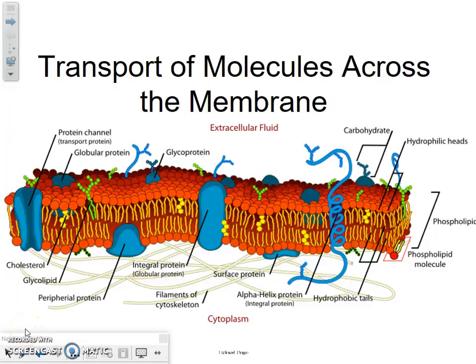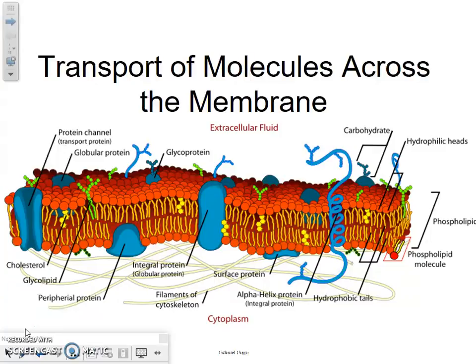Hello everyone. Today's lesson is going to focus on how molecules get across the cell membrane. Last class we focused on the structure of the cell membrane, and in this class, we're going to discuss how molecules get across the membrane.